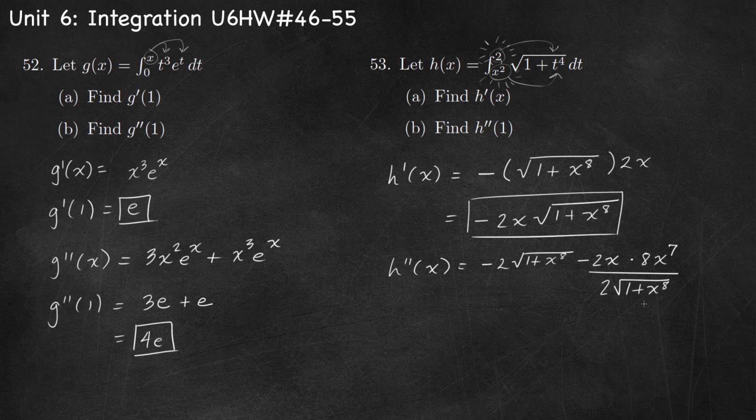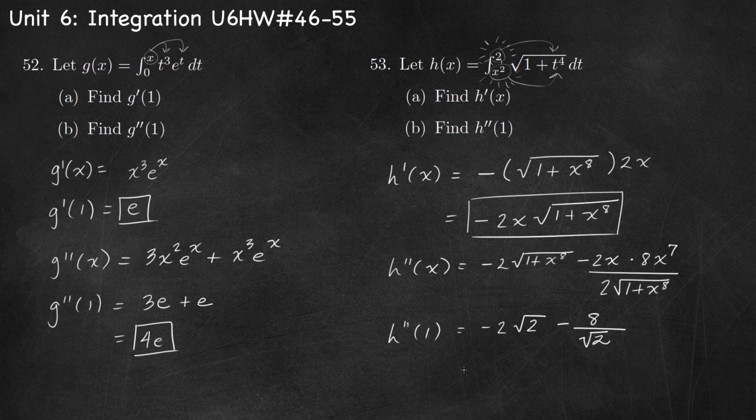And we can simplify this, but ultimately I'm looking for h double prime of 1, so I'm just going to go ahead and put the 1 in now and simplify later. So negative 2 times the square root of 1 plus 1 to the power 8, so negative 2 root 2, minus, now x is 1, so in the numerator I have really just negative 2 times 8, which is minus 16, but then I'm going to divide that by 2, so I get minus 8 over the square root of 2.